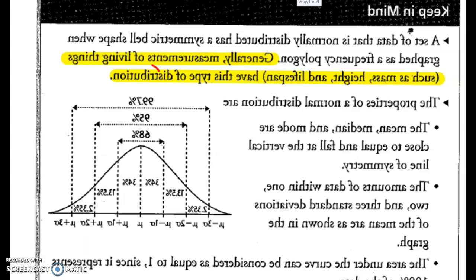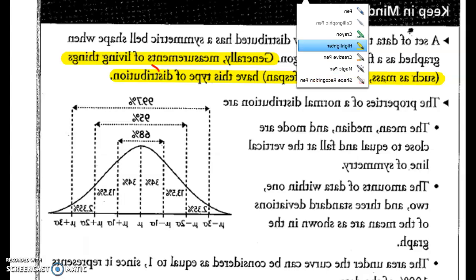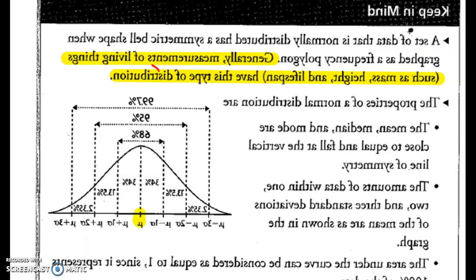You know that just from dealing with quadratics, right? This line of symmetry happens in the very center of your graph, meaning that both sides will be symmetrical about this line, or they'll look the same on either side of that line. The amounts of data within 1, 2, and 3 standard deviations away from the mean, mu, in the very middle, are shown on the graph, those percentages.